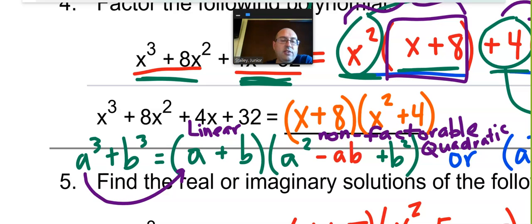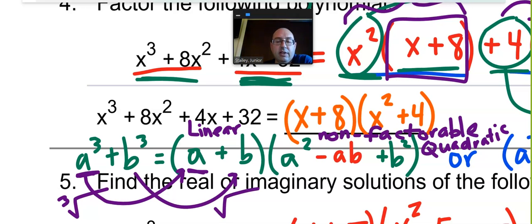So, what we did to go from the first term to the first part of the linear factor was we took a cube root. Okay, and then we're going to do the same thing here. We're going to take the cube root. And then this sign right here matches the linear factor.